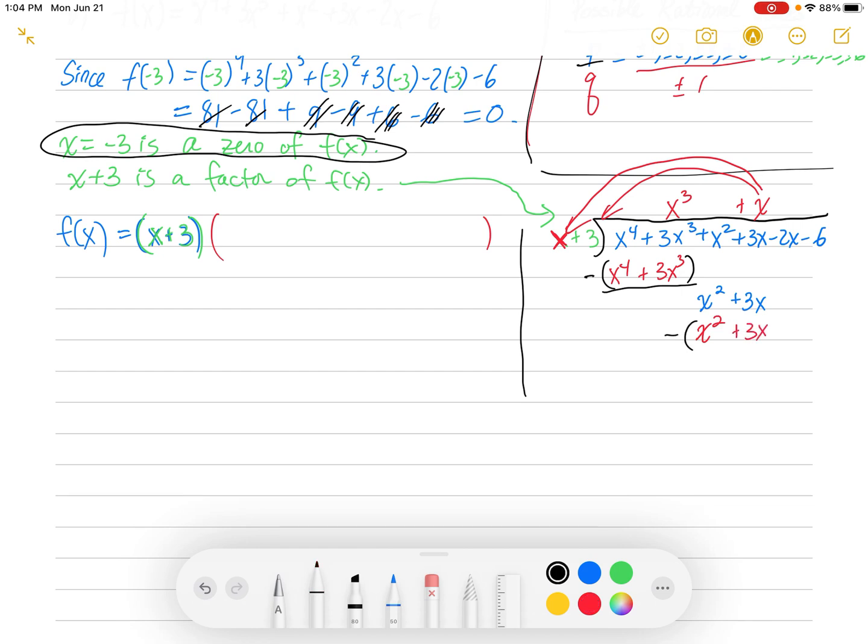And then we're going to take x times that 3 there, and we're going to get positive 3x. And then we're going to subtract. And now these are going to cancel completely. And we're going to bring down on the right minus 2x minus 6.